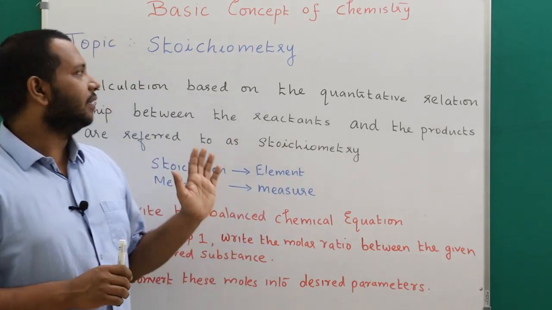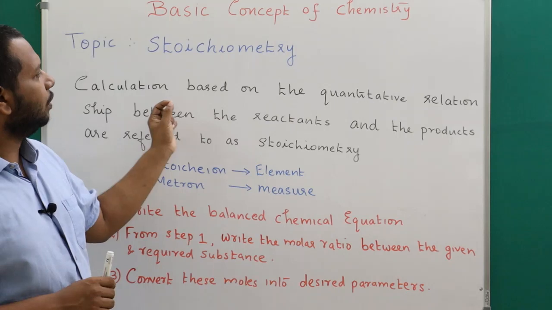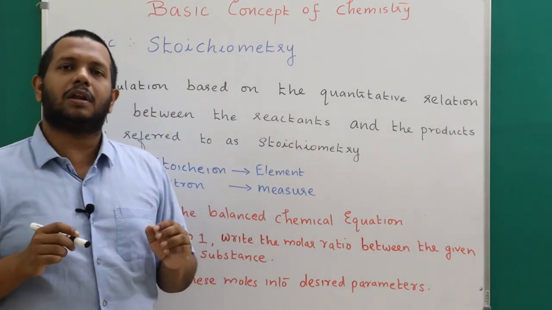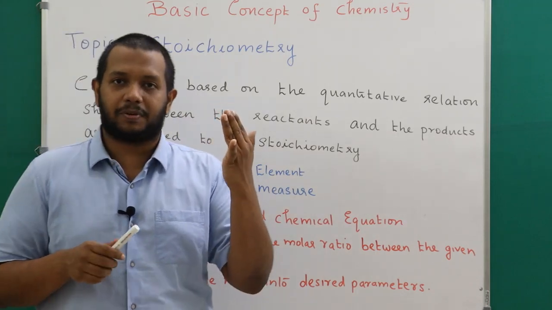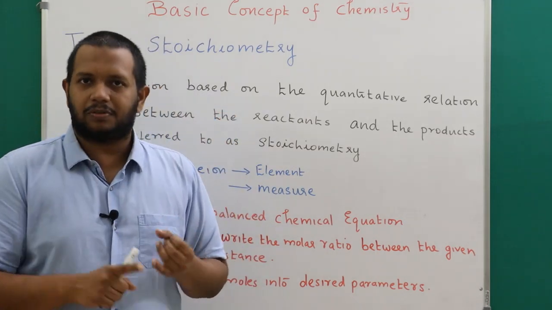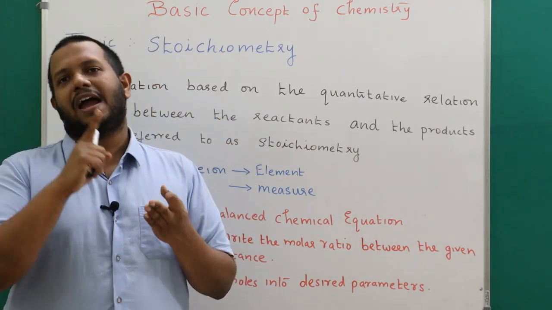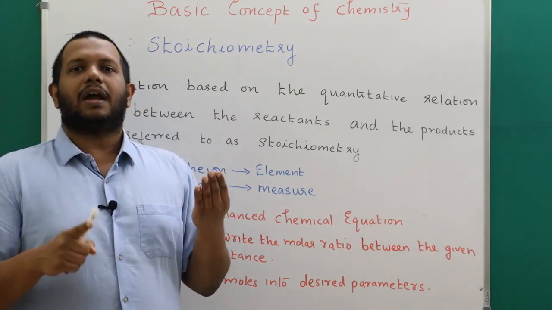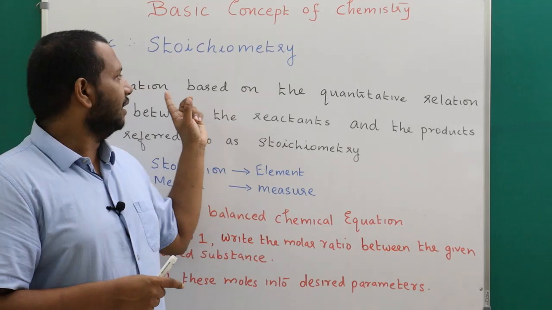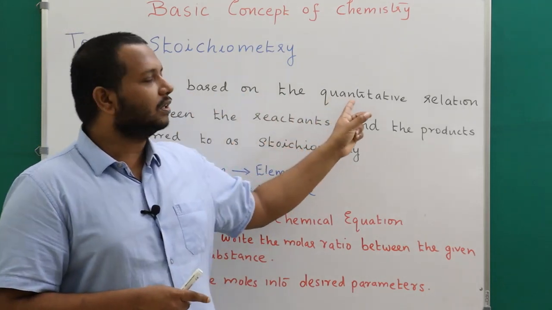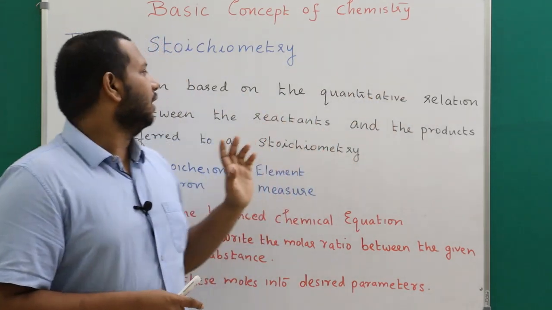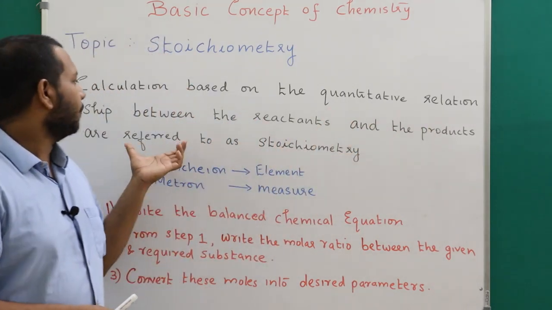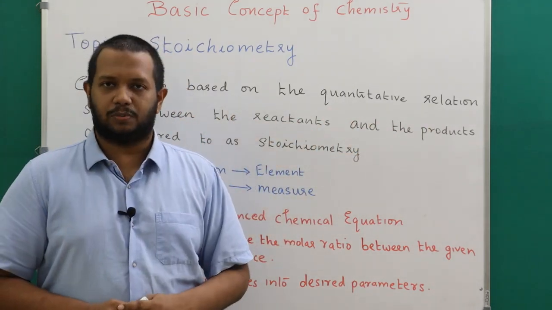Okay, so basically the definition is calculation based on the quantitative relation. This quantitative relation we have learned. Quantity can be represented in number of moles, number of gram atoms, number of atoms, or it can be represented in volume, and many more terms. So the calculation based on the quantitative relationship between the reactants and the products is referred to as stoichiometry.